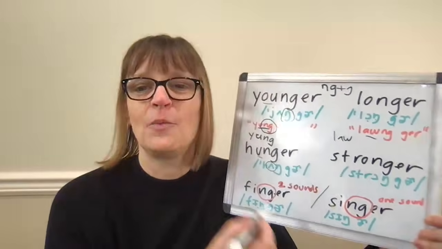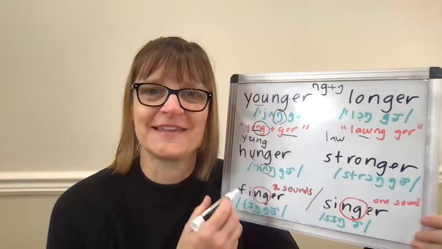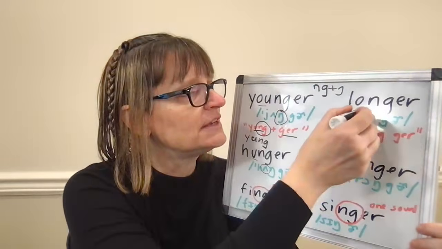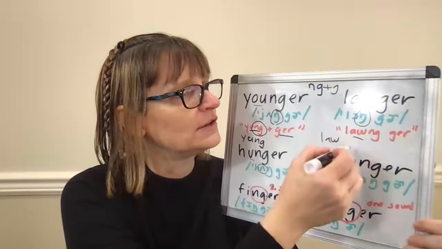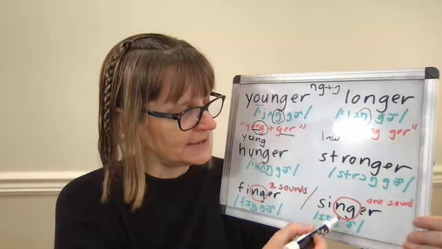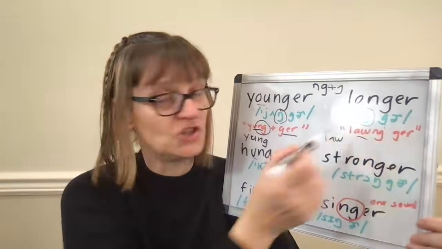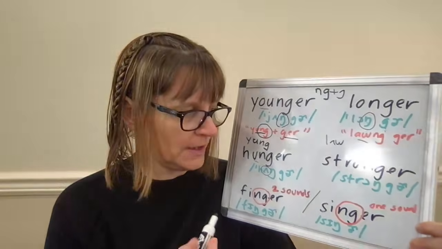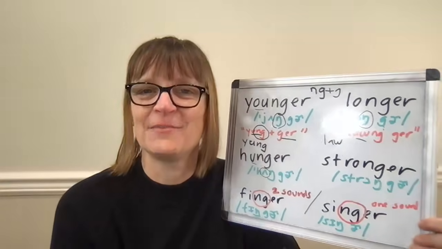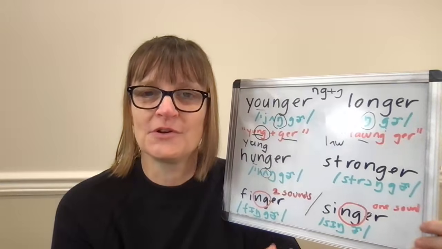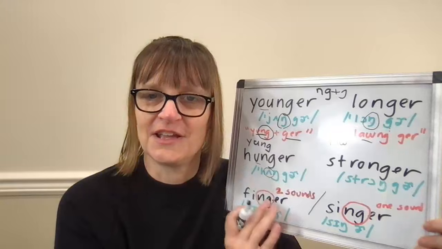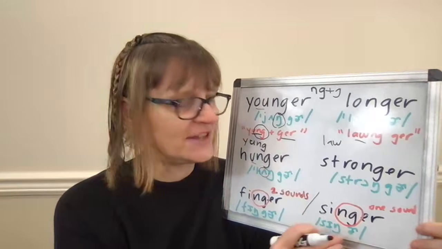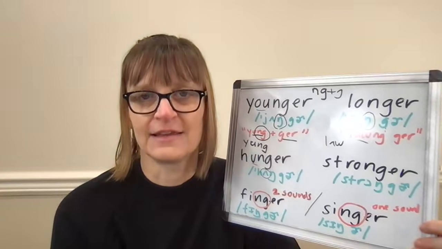So you're probably now wondering, how do I know if a word has NG plus G or just the NG sound? Look in the dictionary, and if you see only this symbol that looks like an N with a tail, it only has the NG sound. If you see a G in the IPA symbols, then you know it also has the G sound. I do also have a list for you in my free practice materials and in my online course of which words say NG and G, like hunger, stronger, and which say just the NG, like singer, singing, etc.